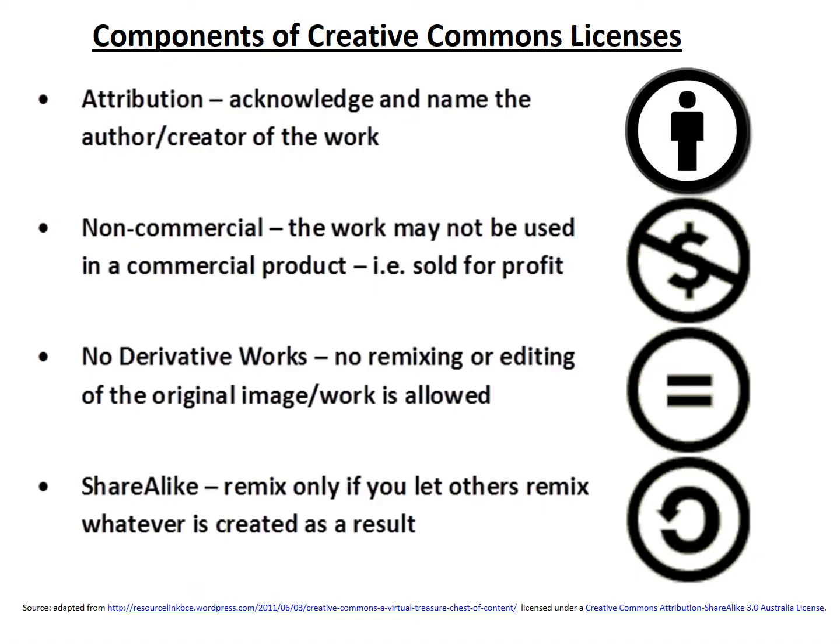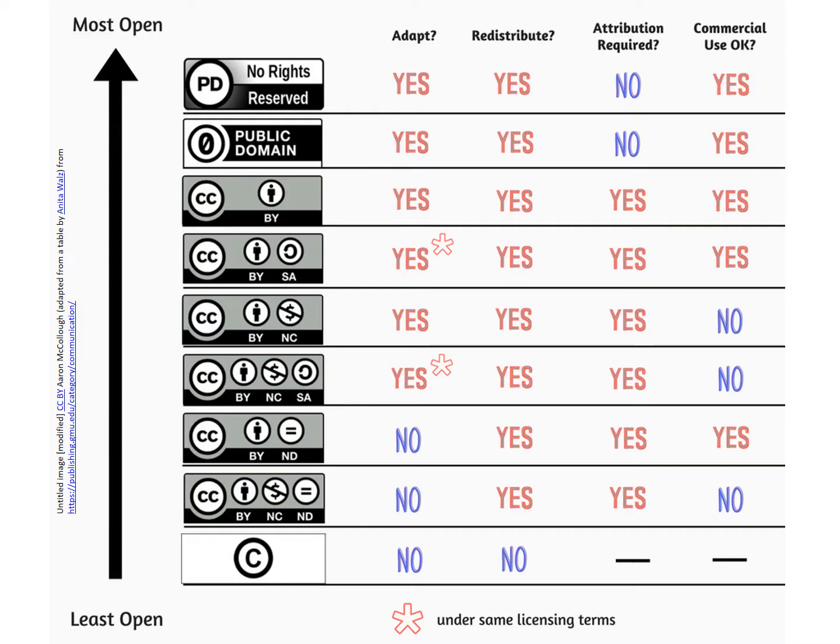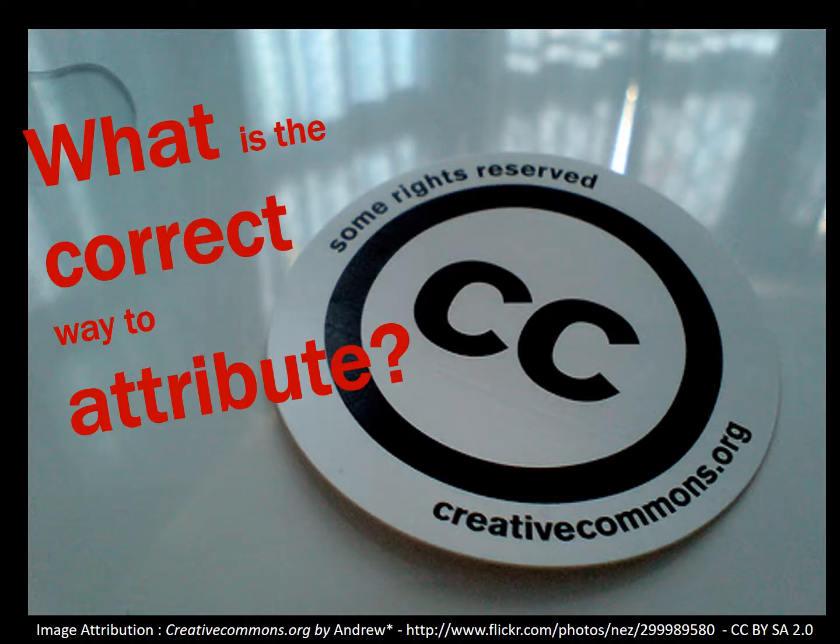Creative Commons was explained in Part 1 of this presentation. What is Creative Commons? Here is a summary of the 4 possible components of Creative Commons licenses: attribution, non-commercial, no derivatives, and share alike. And here is a summary of the 6 licenses that can be made with combinations of those 4 components. Creative Commons also has no rights reserved and public domain designations. Note that all of the Creative Commons licenses included the attribution component.